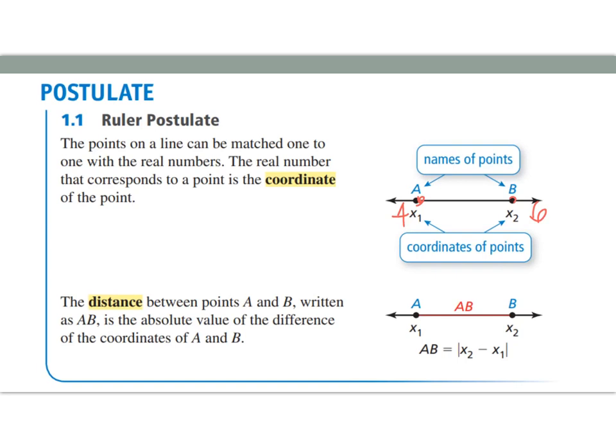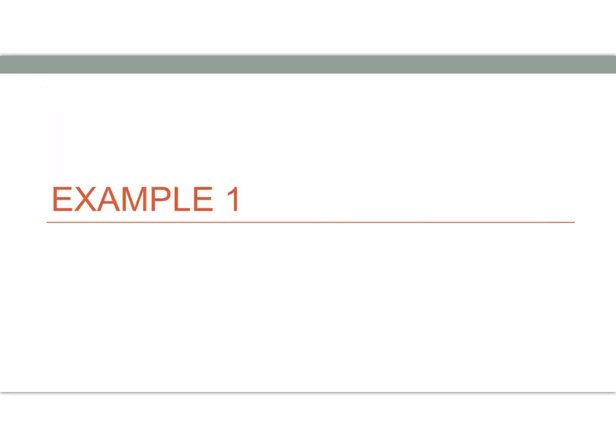Now if you continue to read farther down here, it says the distance between points A and B can be found by taking the absolute value of the difference. So in other words, if I use the example from above, if I want to find the length of AB, I would take 6 and subtract 4 from it, and that's going to give me 2. So my distance is 2. So using this information, let's go ahead and look at our first example.